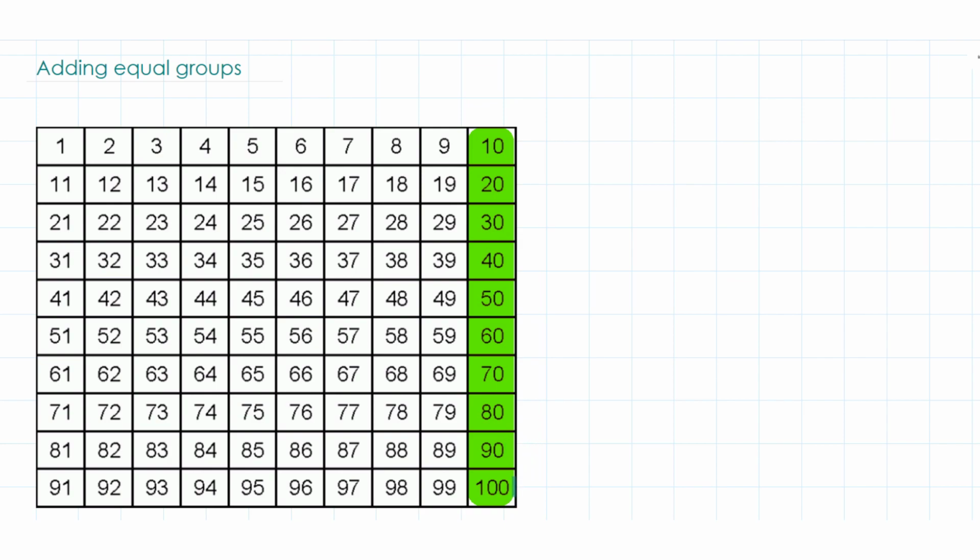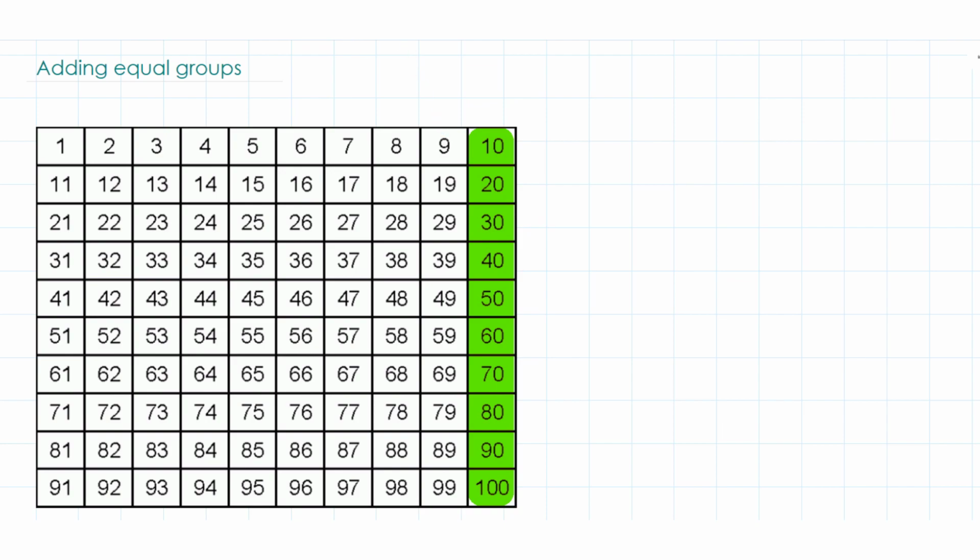Now we're going to count back from 100 in tens. Are you ready? 3, 2, 1. 100, 90, 80, 70, 60, 50, 40, 30, 20, 10.